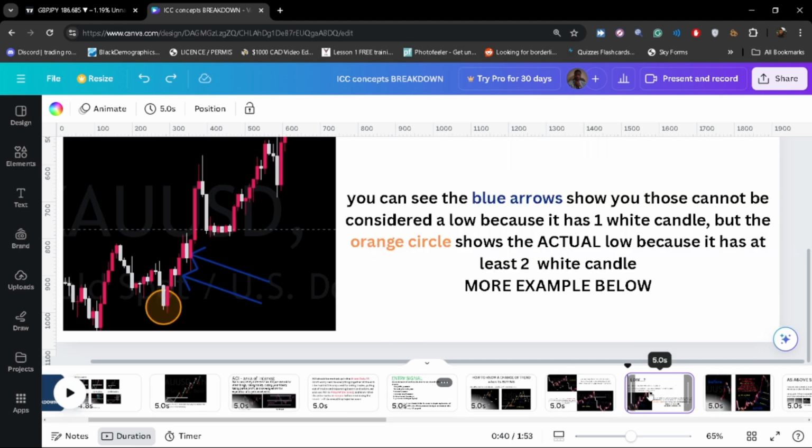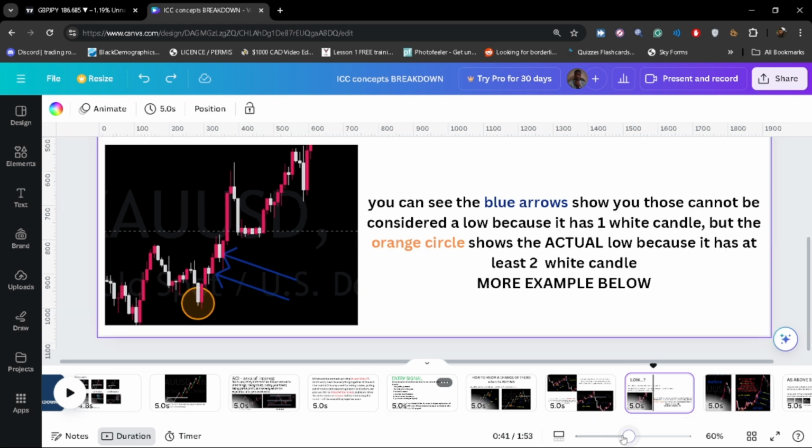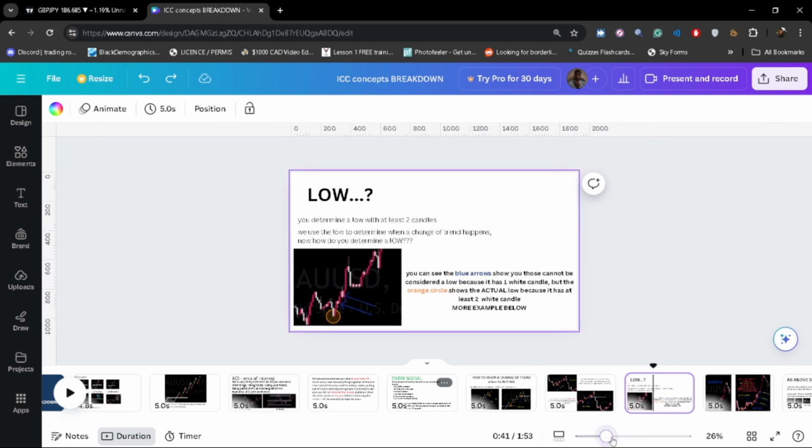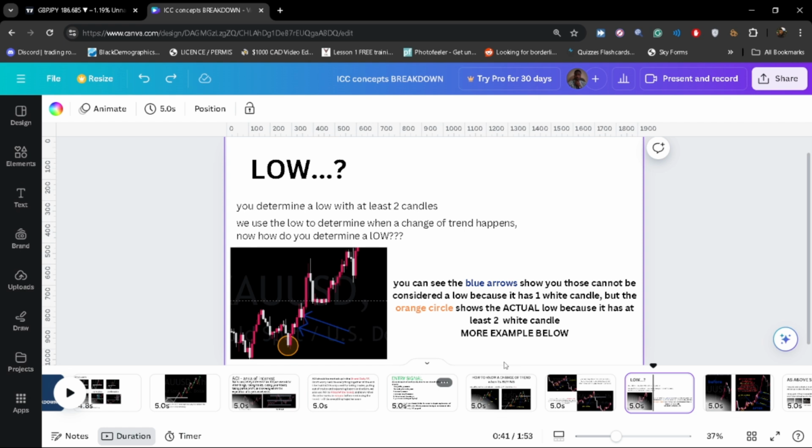Now, guys, you're going to ask yourself, okay, how do I determine a low? How do you actually determine a low? It's very simple, guys. You determine a low with at least 2 candles. So we use the low to determine when a change of trend happens.